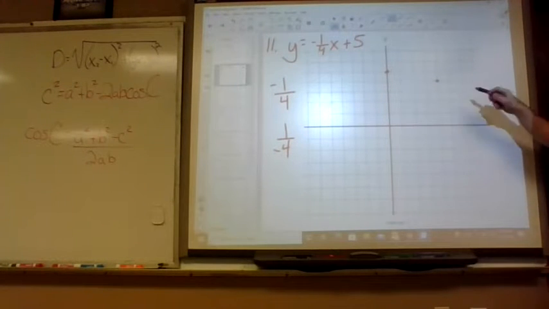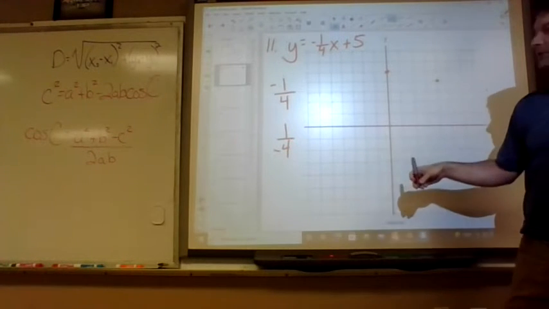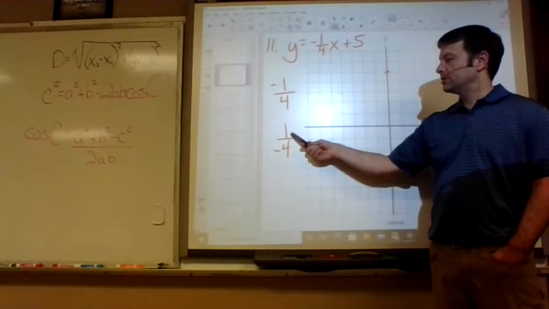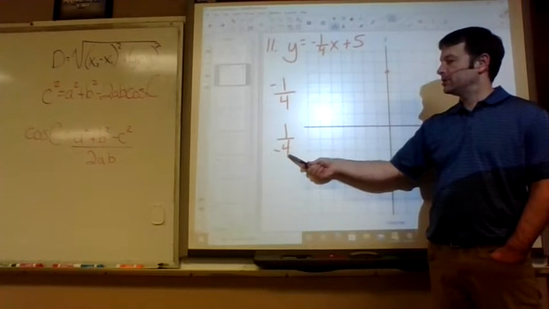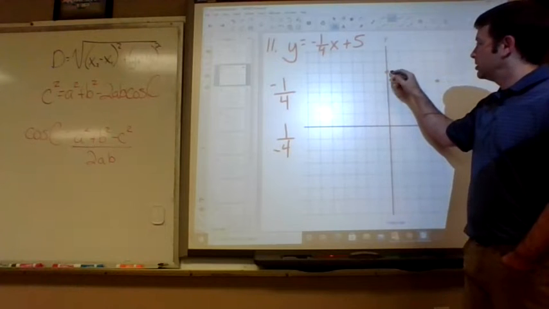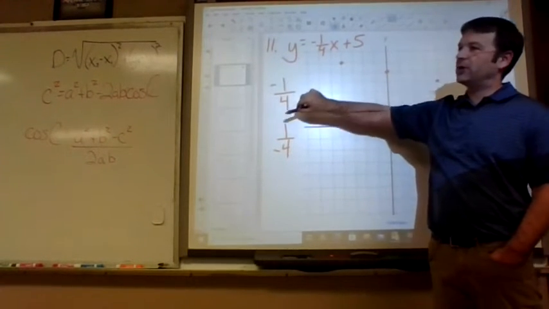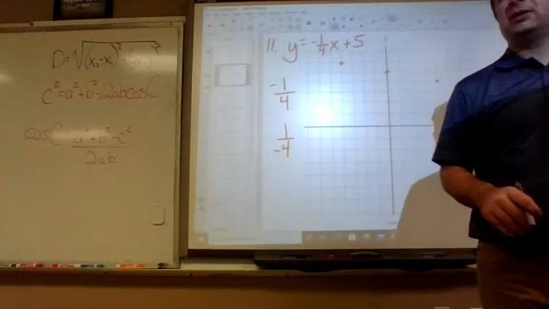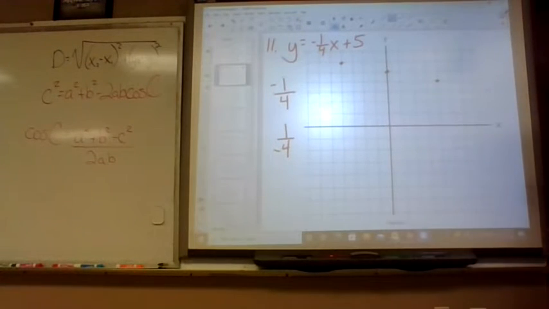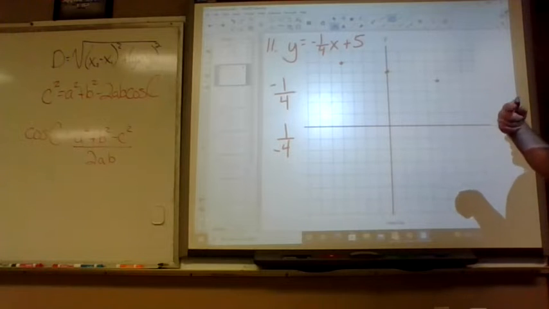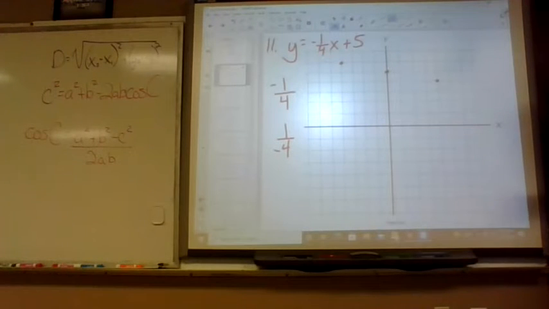If I go down 1 and right 4 again, I'm going to be off my graph, so I'm going to go backwards. I'm going to go up 1 and back left 4. What was the rise again? The rise is the top. Rise over run. So the rise is negative 1 and the run is 4. So when you see negative 1/4, you should start thinking like that's down 1, right 4, basically. Or if you go backwards, it's up 1, left 4.